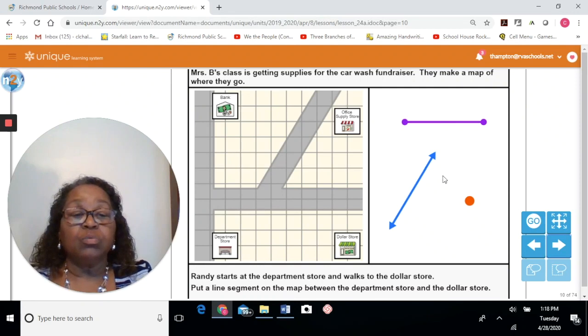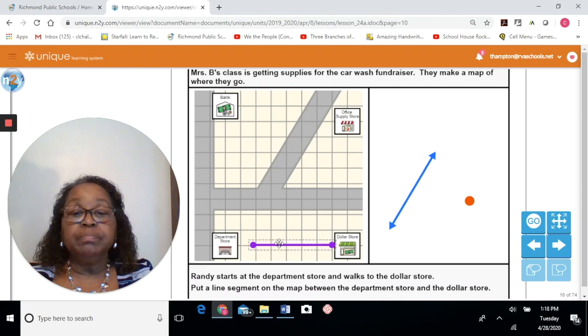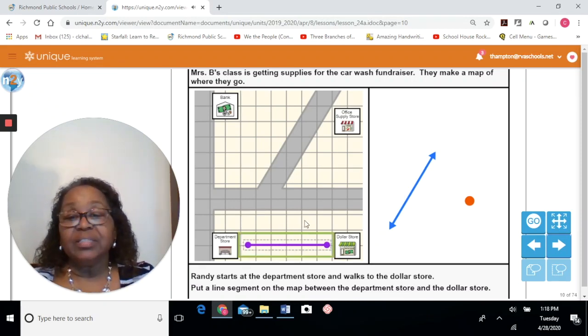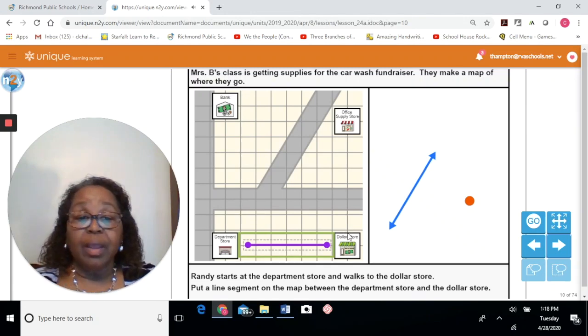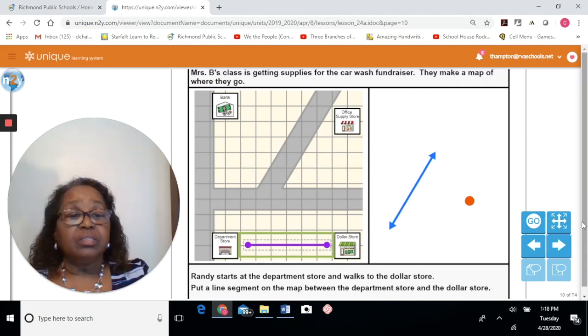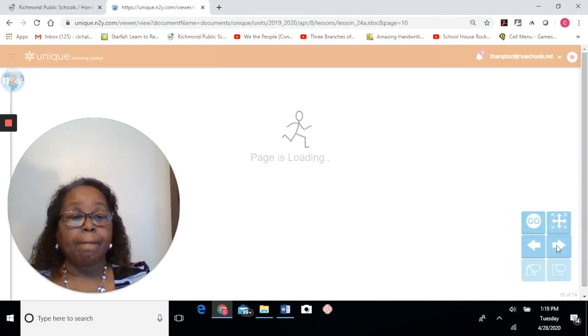So this would not be a line segment. This would be a line segment, and it needs to go between the department store and the dollar store. We have to do it right. We got it right. See that green box? That means we got it right. Excellent. Let's go on to the next one.